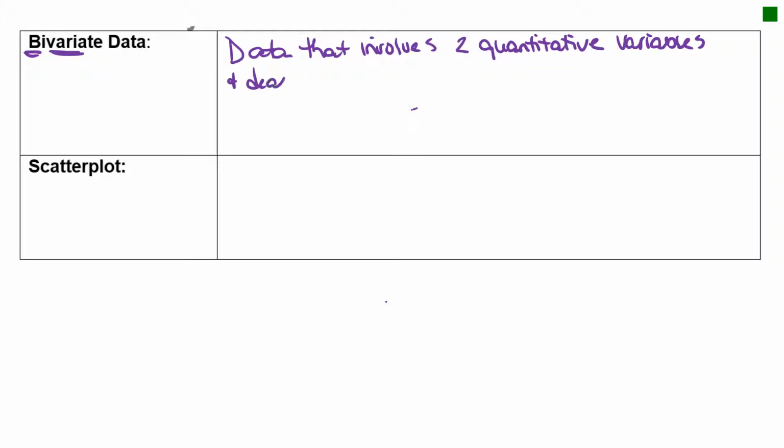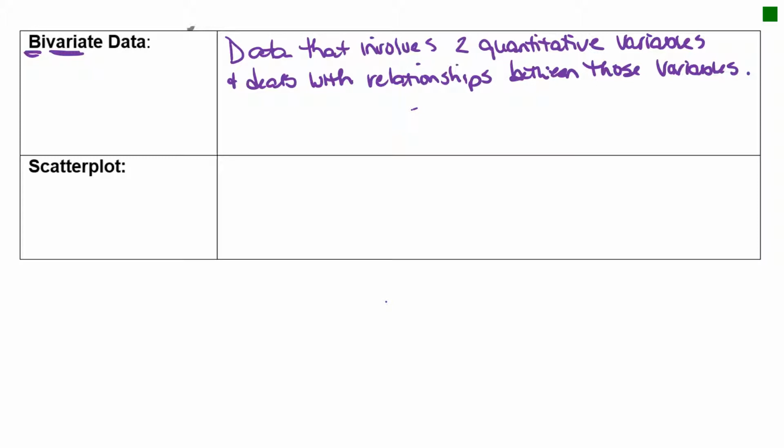And it deals with relationships between those variables. So it's going to be two things that we are talking about happening at kind of the same time. And when you plot this, you're going to get a scatter plot.